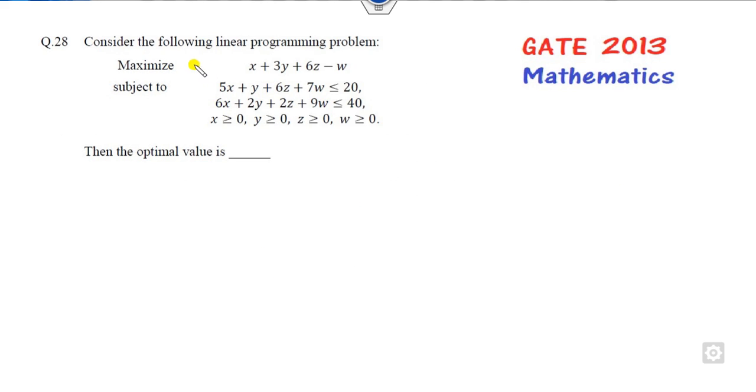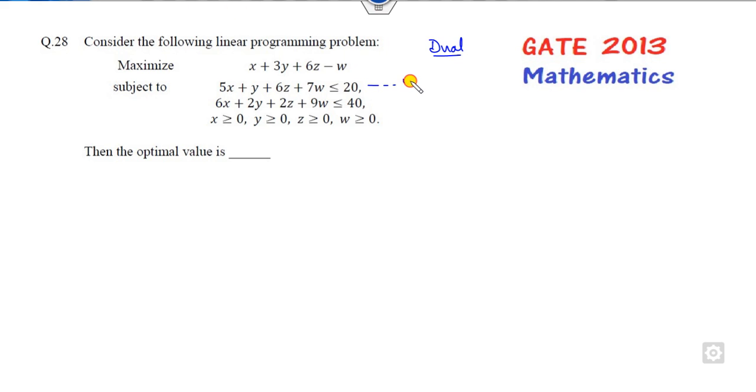Look at another one. Consider the following LPP problem here. Clearly, how many variables are there? It's 4 variables. So clearly the graphical method is not applicable. Once the graphical method is not applicable, then you always look for the dual problem.